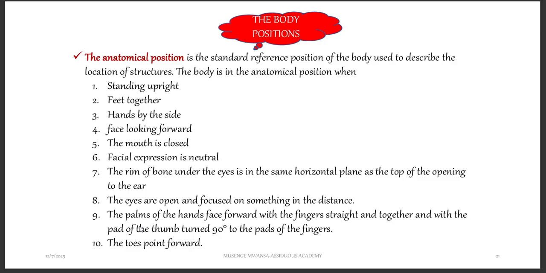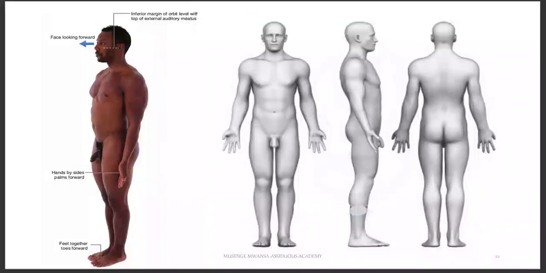The palm is the part of the hand that is used to touch or to hold in shima. So the palms are facing forward with the fingers straight and together, and with the pad of the thumb turned 90 degrees to the pad of the fingers. This is the thumb, and then we've got the other digits. So from the thumb to the other digits, it should make 90 degrees.